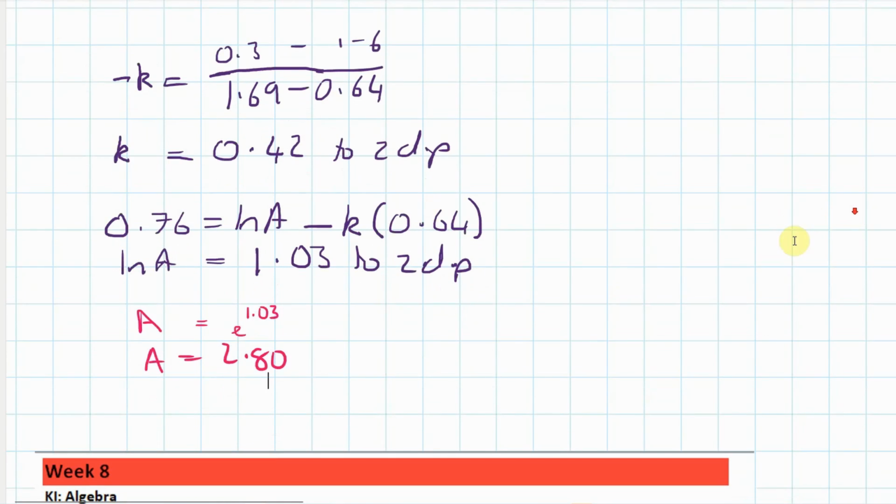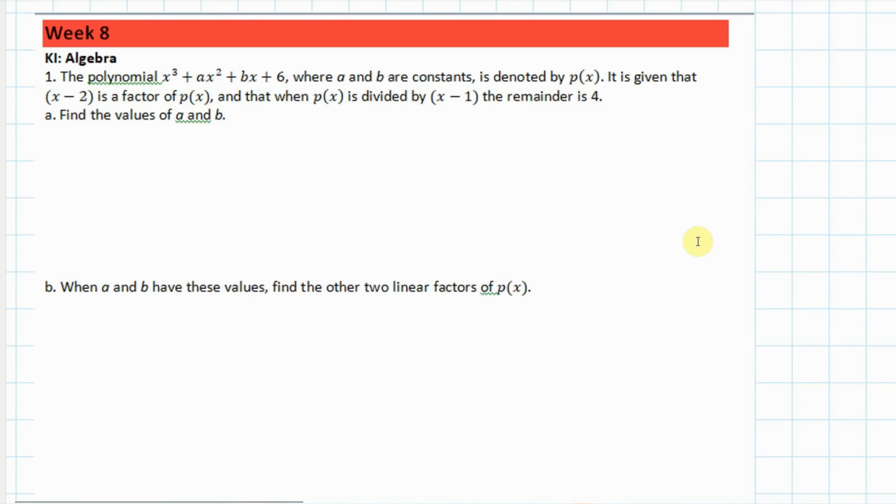All right, anyway, on to today's work. So we are given a polynomial, and we know a and b are constants, and we know that x minus 2 is a factor, and we know there's a remainder of 4 when we divide by x minus 1. Now, if x minus 2 is a factor, that means that 2 is a root. So if we pop 2 into p(x), we know that it's equal to 0, and so that means that 2 cubed plus a into 2 squared plus b into 2 plus 6 ought to equal 0.